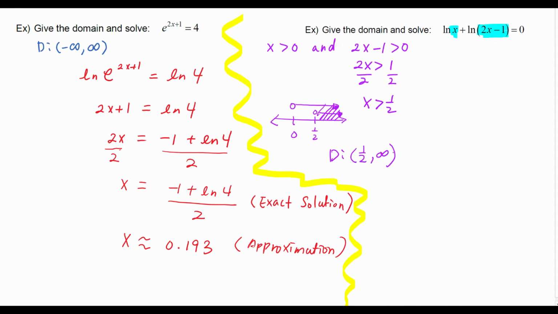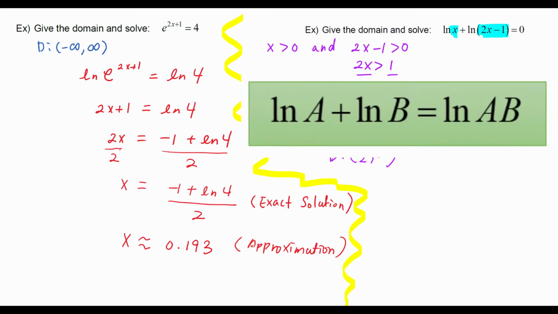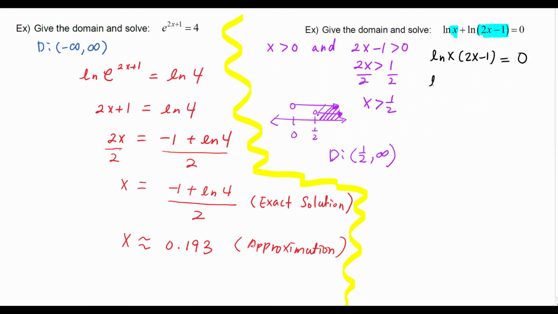All right, now let's go ahead and solve it. When you have more than one log, the first thing you want to do is make a single log. That was the first step. From the properties of logarithms, ln a plus ln b is ln of a times b. So I'm going to change this to a single log, and it is ln x times 2x minus 1 equals 0. And that is ln of 2x squared minus x equals 0.